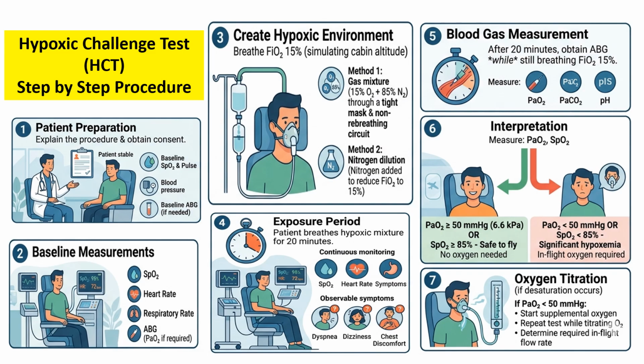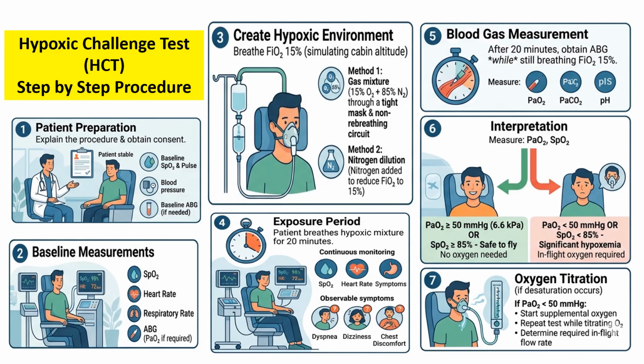So interpretation is very important. If the PO2 level is more than 50 in this hypoxic environment and saturation is more than 85, this patient is safe to fly, and does not need oxygen. If the partial pressure is less than 50 and saturation less than 85, that means significant hypoxemia, so these patients need oxygen.